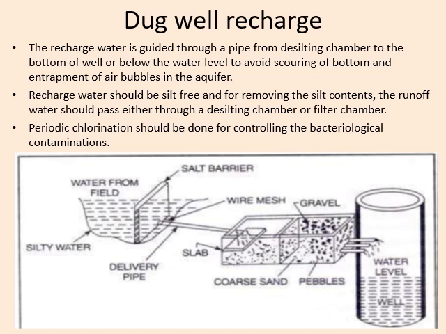Periodic chlorination should be done for controlling bacteriological contamination, because with the rainfall water and the surface runoff, bacteriological contamination or pollutants can happen. So periodic chlorination should be done in the dug well.